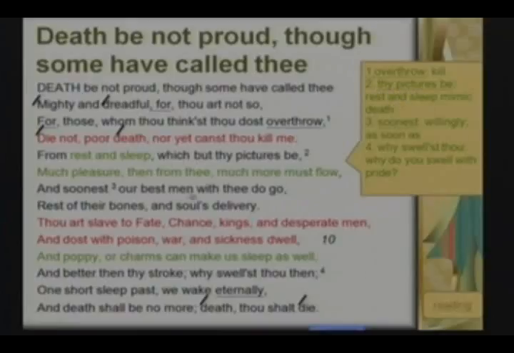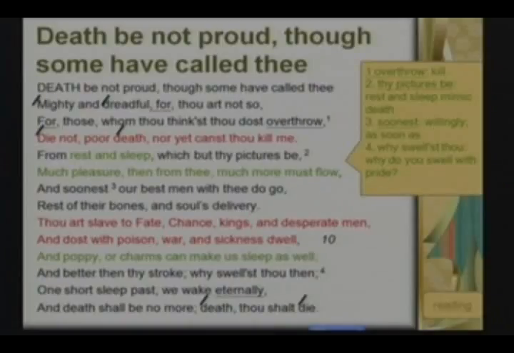And soonest our best men with thee do go, rest of their bones and soul's delivery. So it means that, oh, sorry, I missed one line. From rest and sleep, which but thy pictures be, much pleasure. It means that we get a lot of pleasure from rest and sleep.